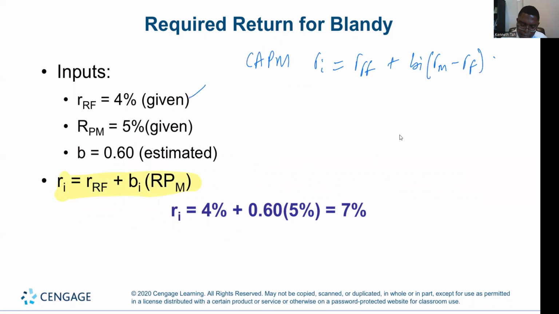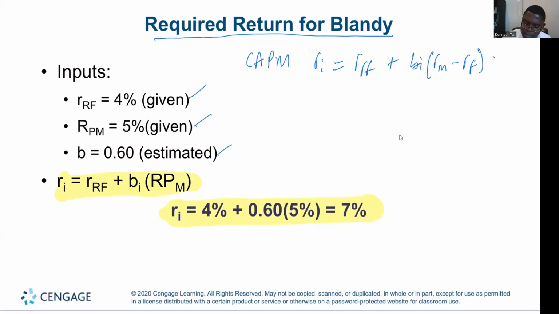So this is given: if the risk-free rate is 4% and the risk premium is 5%, the beta coefficient is estimated to be 0.6. What is the required rate of return for this company? So once we put in all of this information, the required rate of return for the company is going to be 7%.